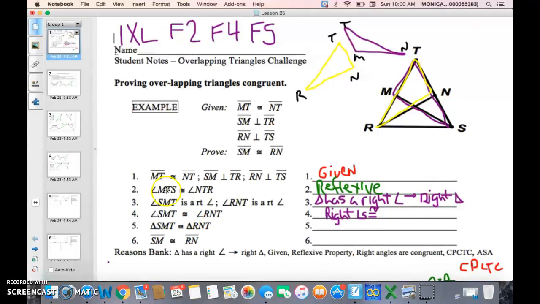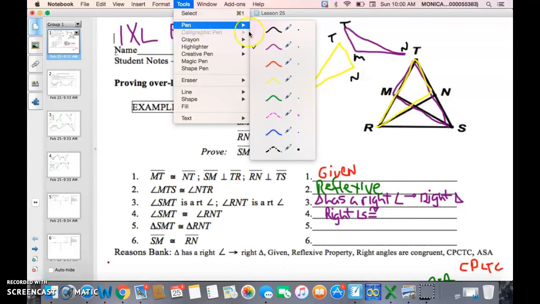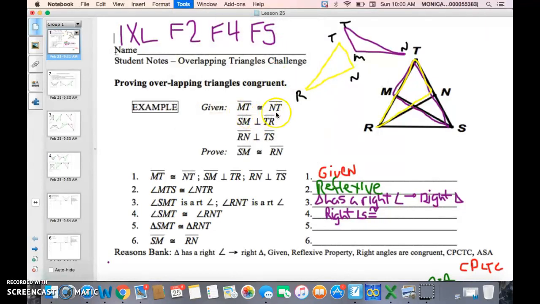And so let's go ahead and mark up our triangles. It said MT is congruent to NT. So this side is congruent to this side. MT is congruent to NT here. And then it says that these are perpendicular. SM is perpendicular, so we've got a right angle here. And then this right here is a right angle. So we've got a right angle here and a right angle here. Okay, so we've got right triangles. The right triangles are congruent.